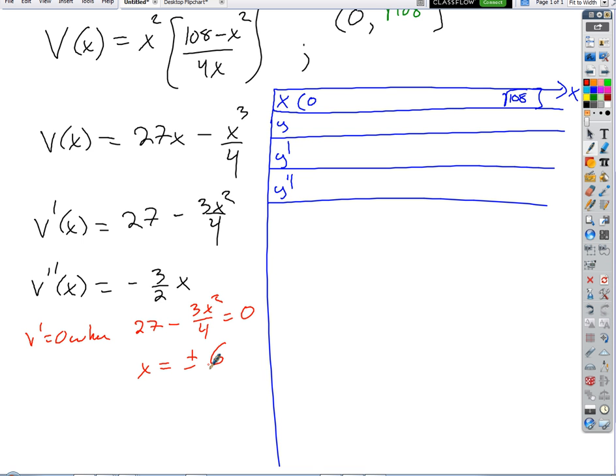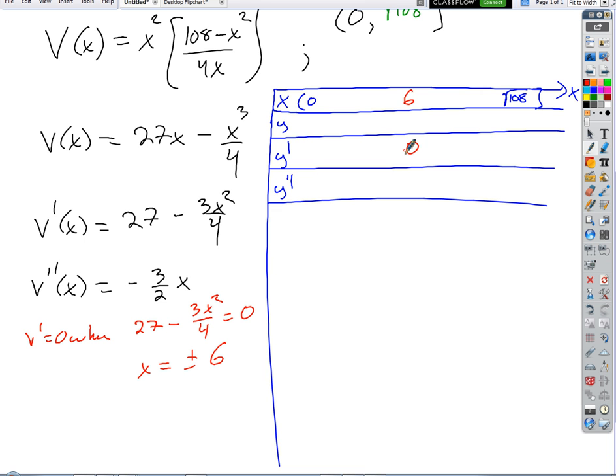Wouldn't it just be positive? But just positive, because that's the only one that falls in our domain, right? So we get 6 is a 0, and then do we need critical numbers of the second derivative? Oh, we just get signs. We don't need a critical number. We're not looking for inflection points. We're looking for a maximum, right? So we just need sign.